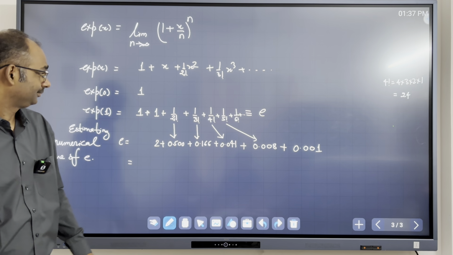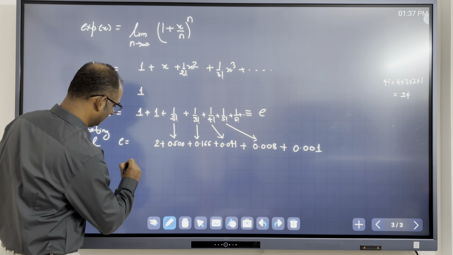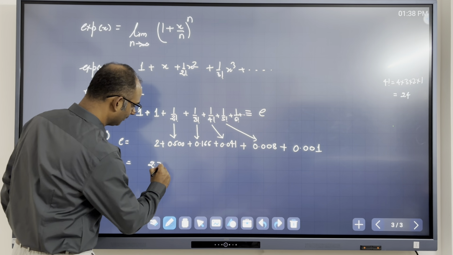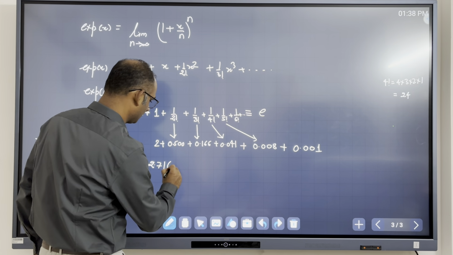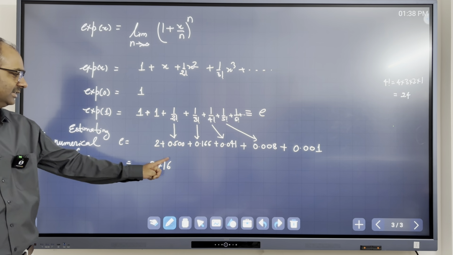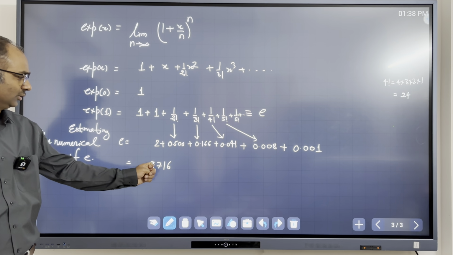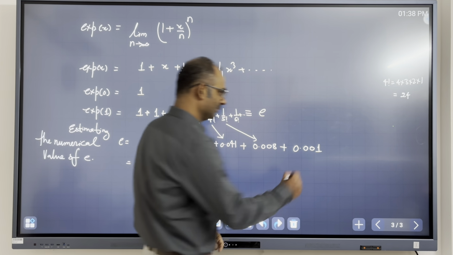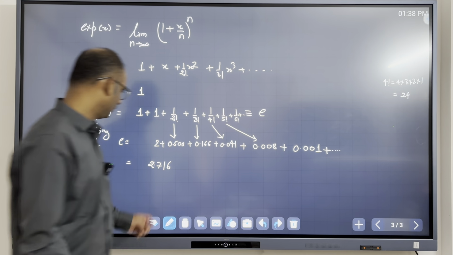Yes, 2.716. You have added them up? Okay. So these last two digits we cannot be sure of, but this one is good, because there are all other terms also. 2.71 is fine.